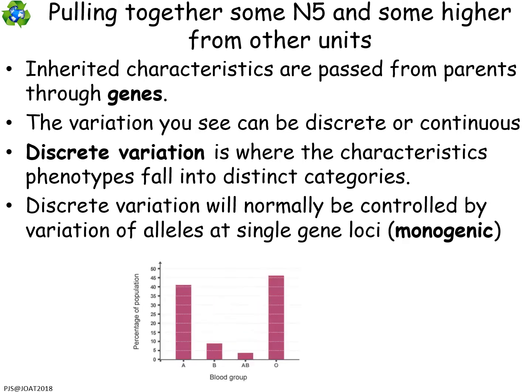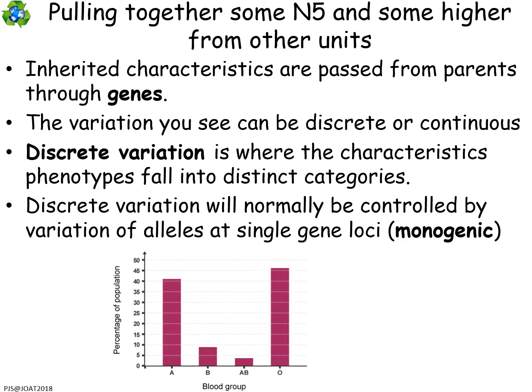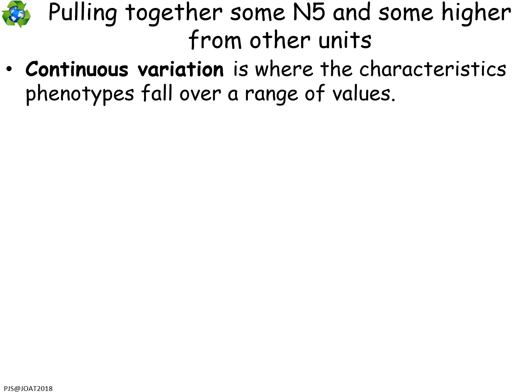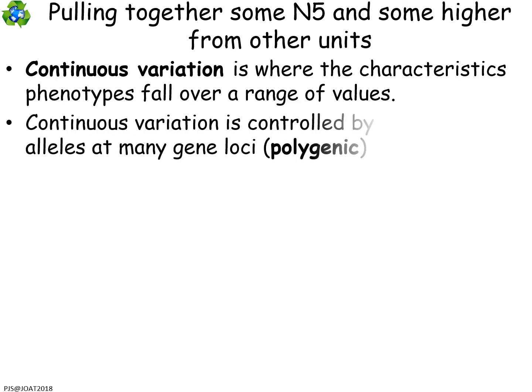So here's an example of discrete. There are only certain blood groups that you can have, and that's what we see. Continuous variation is where it's over a range of values. You should know that from, again, Nat 5. That's going to be more complicated to try and control because it's going to be lots of genes that are involved. And then at each gene, you then have lots of alleles. So it's polygenic this time.